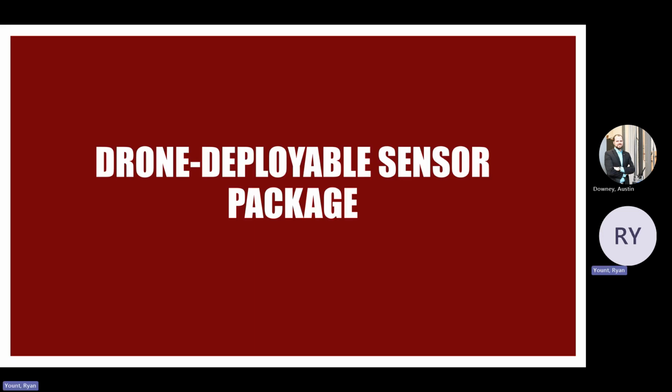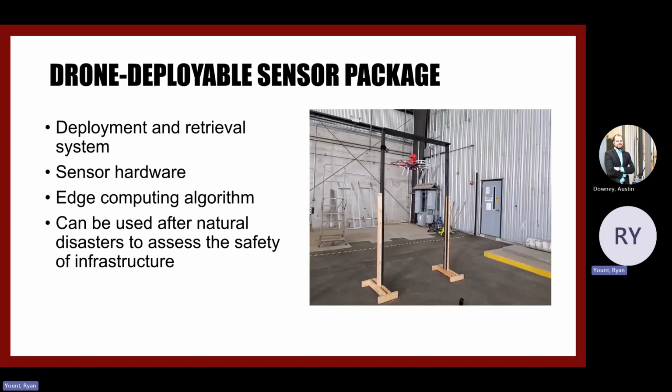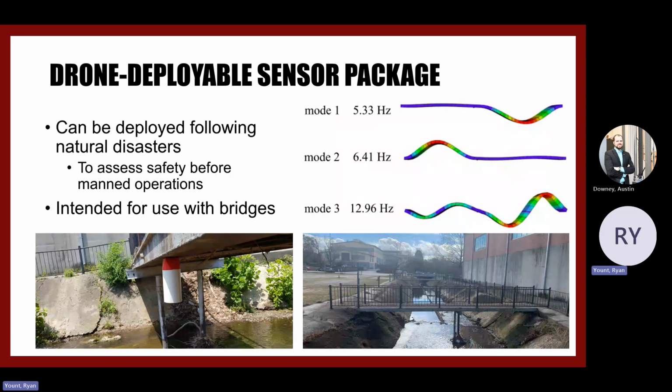So for the first project, we're going to be talking about joint deployable sensor packages. And for that, we're going to be including information about a deployment and retrieval system, sensor hardware, and an edge computing algorithm. And the idea with this is that it can be used after natural disasters to assess the safety of infrastructure before anything else. The idea is that you want to assess the safety of structures before any manned operations begin. So obviously, vibration-based SHM is just one facet of SHM.